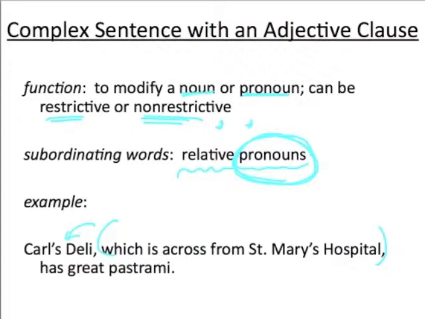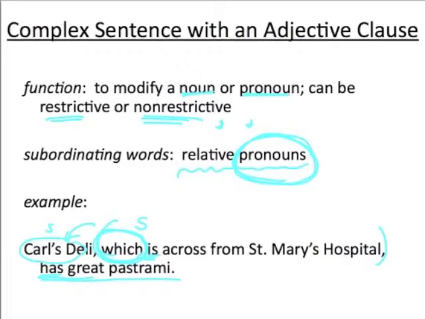And do you see that our subordinating word, our relative pronoun here, is which? And remember that because it's a pronoun, we want to ask what noun function it has. And this pretty obviously is the subject of is inside the adjective clause. It's actually functioning as the subject of the adjective clause. Our independent clause, of course, is Carl's Deli has great pastrami. Carl's Deli is the subject of has.